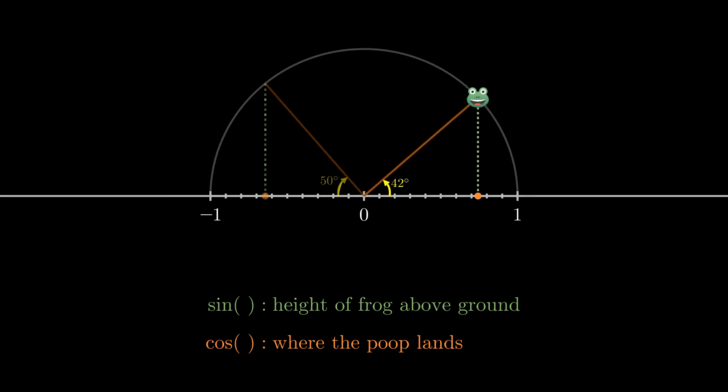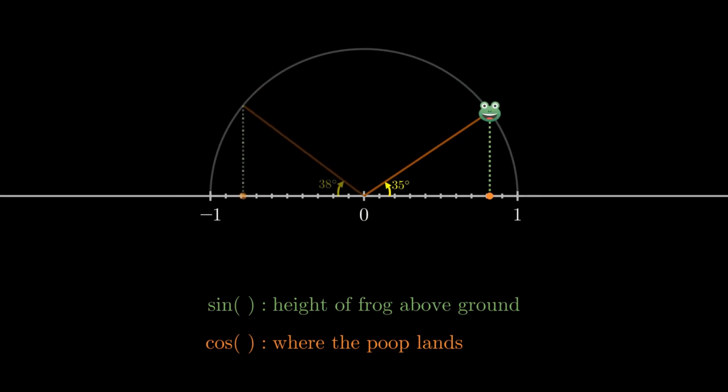No matter what angle we swing the frog to, you can imagine the same triangle being built on the other side. And we can always arrive at that angle by swinging the full 180 degrees to the left and then going backwards, so subtracting whatever original angle we had. So here, 180 minus 35 is 145 degrees.